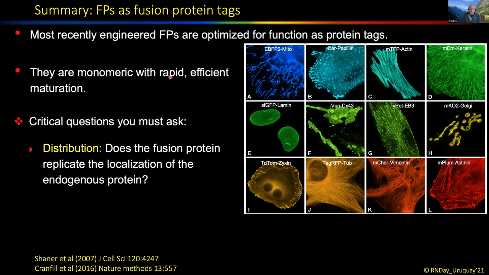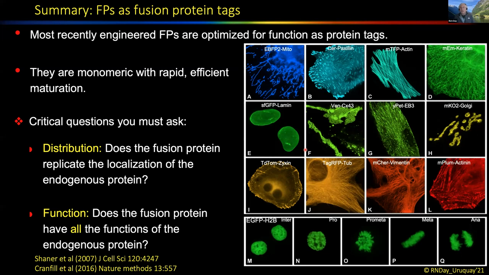However, if you're going to use these in the types of studies that I'll describe to you in a moment, you have to ask these critical questions. Does the fusion protein to these different FPs behave just like the endogenous protein? And these can be very difficult experiments to do. The other key question is, does it have all the functions that the endogenous protein has? And again, we can show, for example, this is a histone protein tagged with EGFP and showing a cell going through a complete cell division, showing that these histones tagged with GFP have the normal function. So these are very important things you should be considering if you're going to do these types of experiments.